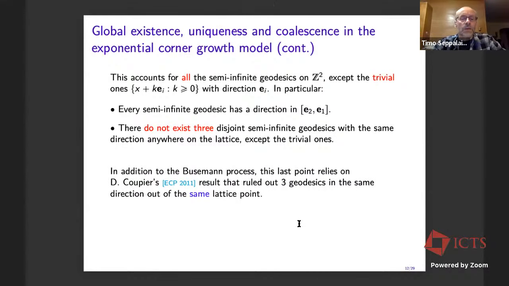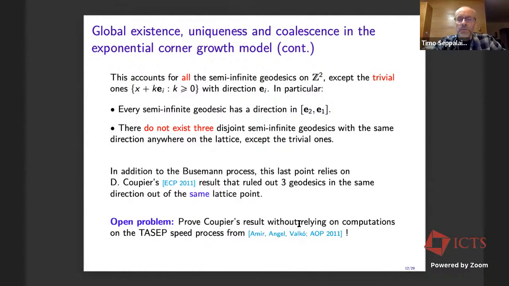So I want to highlight this last bullet a little bit more, that we cannot yet prove from the Busemann process. We rely here on a very deep result of David Coupier. He proved that from a given initial point, there cannot be three geodesics in the same direction. And then we improved it to this statement that you can't have it anywhere on the lattice.